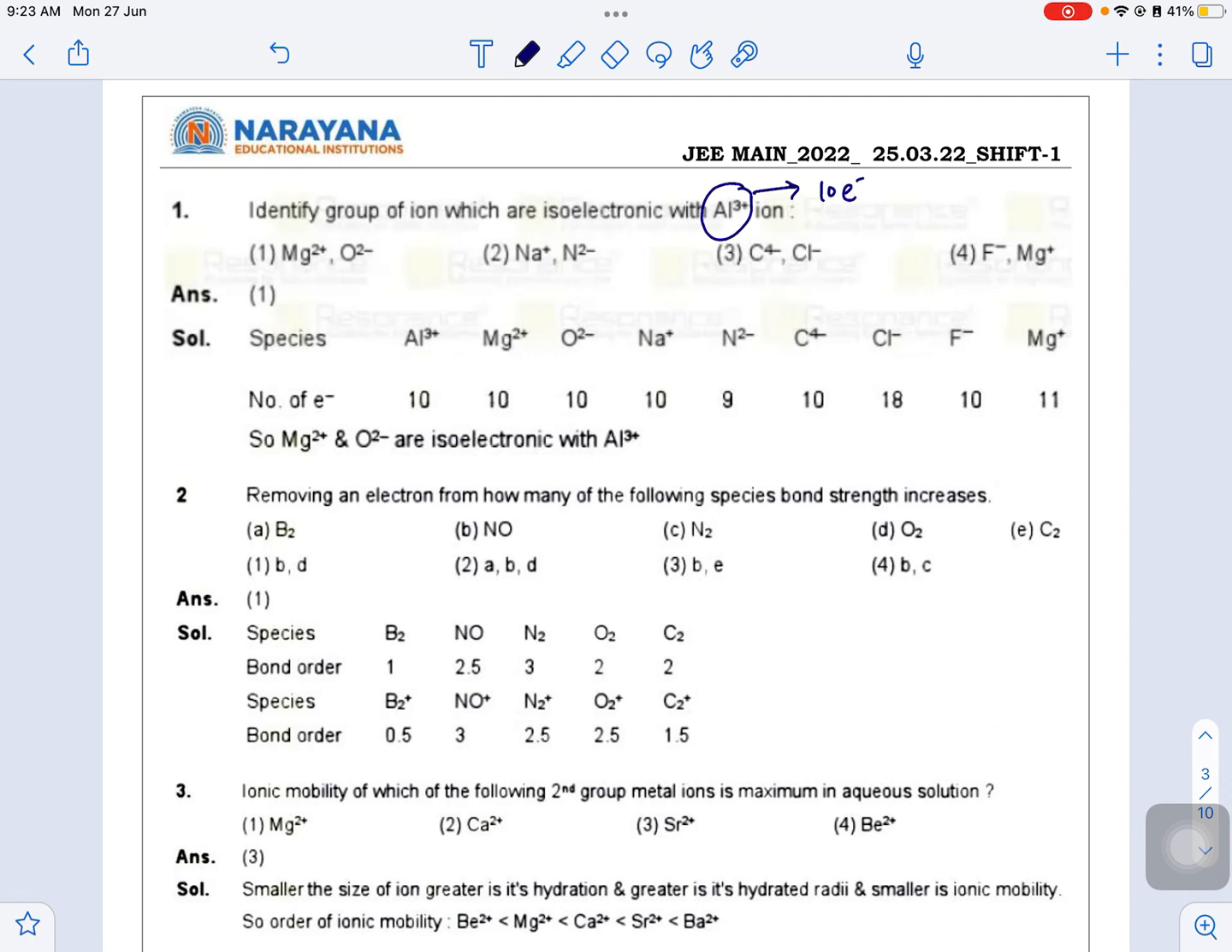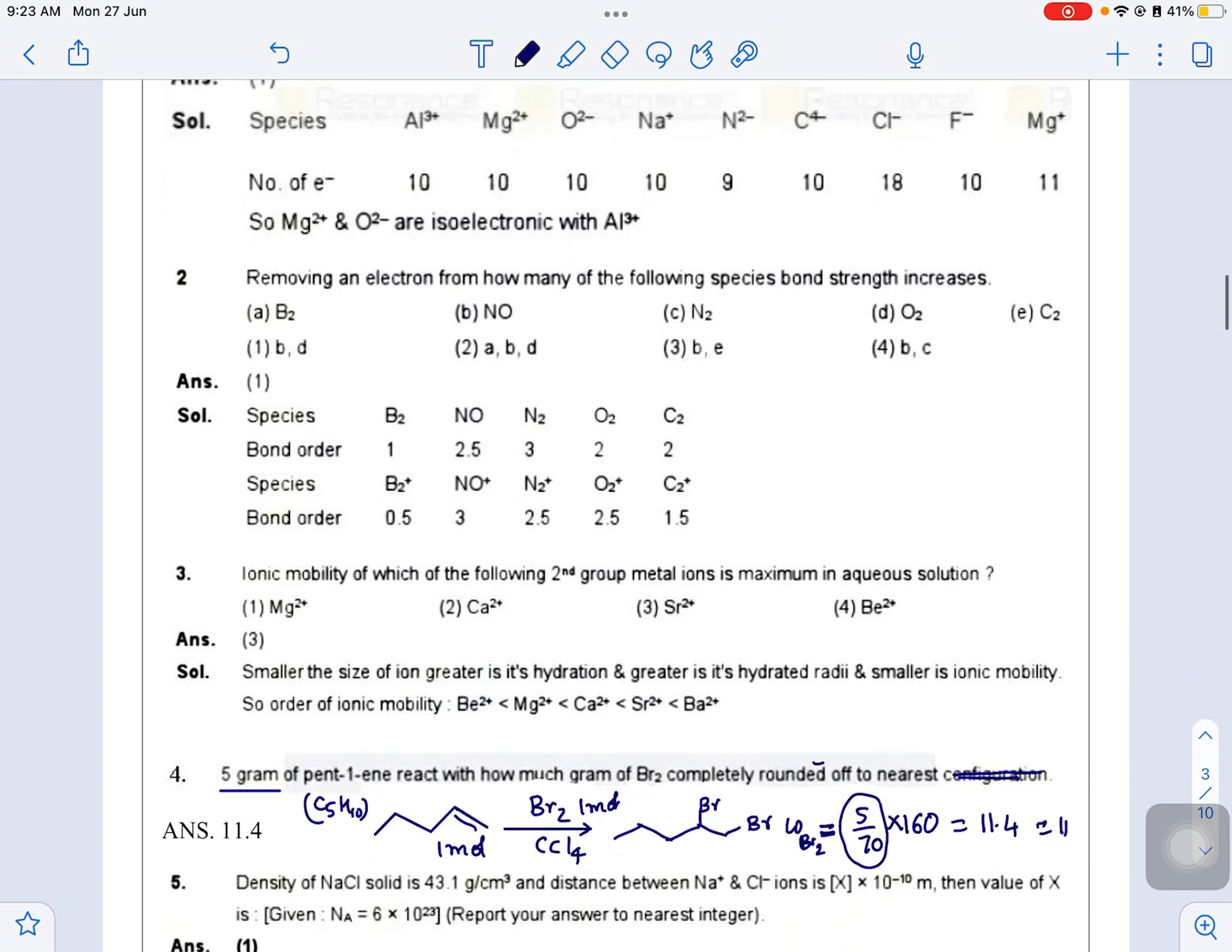We know that magnesium plus 2 has 10 electrons. O2 minus has 10 electrons. Na plus has 10 electrons. Nitrogen is 7 plus 2, 9 electrons. Carbon 6 plus 4, 10 electrons. Cl minus is 18 electrons. F minus is 10 electrons. Magnesium plus is 11 electrons. So we can see that magnesium plus 2 and oxide have 10 electrons.